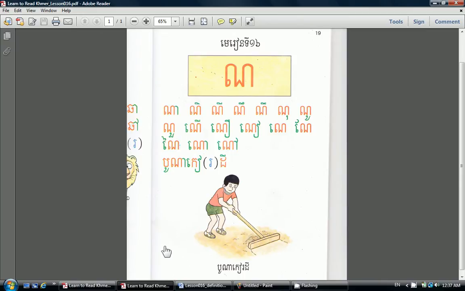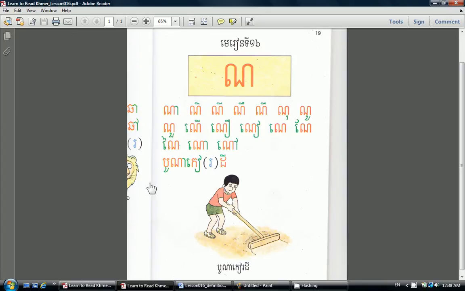Lesson 16 in Khmer we say មេរៀនទី16. It's on page 19. In this lesson we are learning the next consonant. It is consonant naw, and we're learning to combine it with the vowels that we have learned so far. Before we start reading these words and phrases, please take note of this raw inside this parenthesis. It is silent. It is here to represent the word behind it.